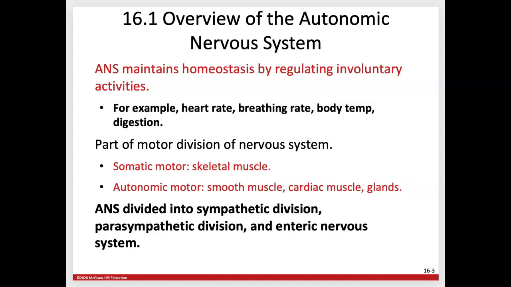So the somatic nervous system is voluntary and controls skeletal muscle, but we're talking about the autonomic, the ANS, which controls smooth muscle, cardiac muscle, and glands. Specific examples that the autonomic nervous system controls would be the heart rate, breathing rate, body temperature, and digestion. The ANS is divided into three different parts: the sympathetic division, the parasympathetic division, and the enteric division.